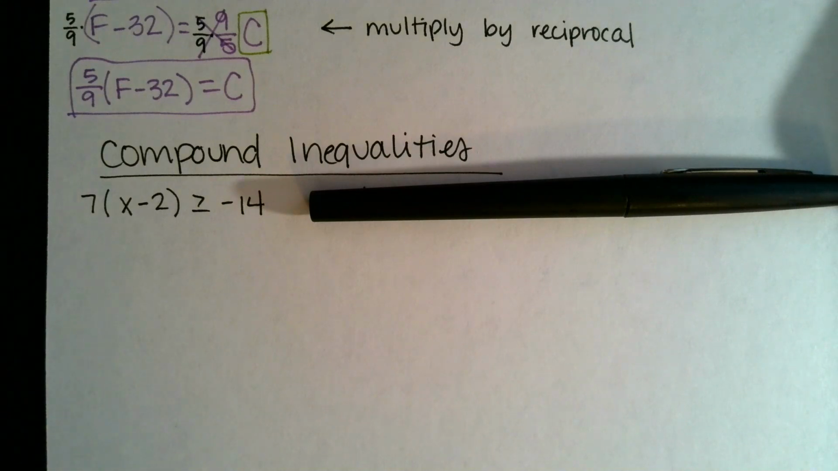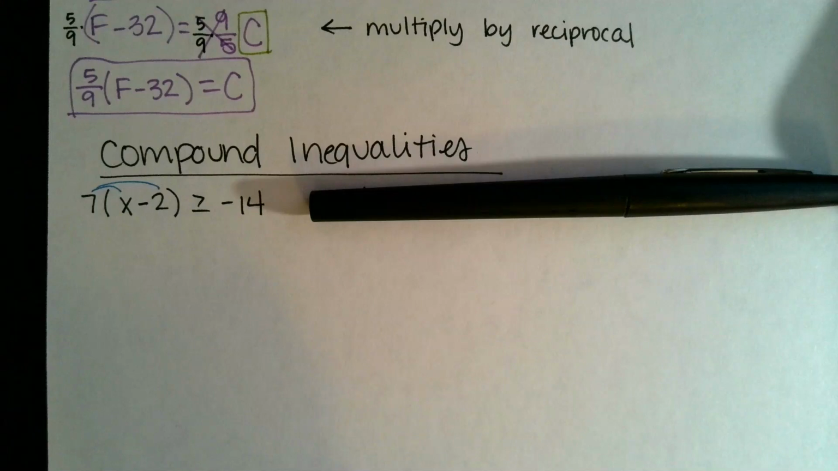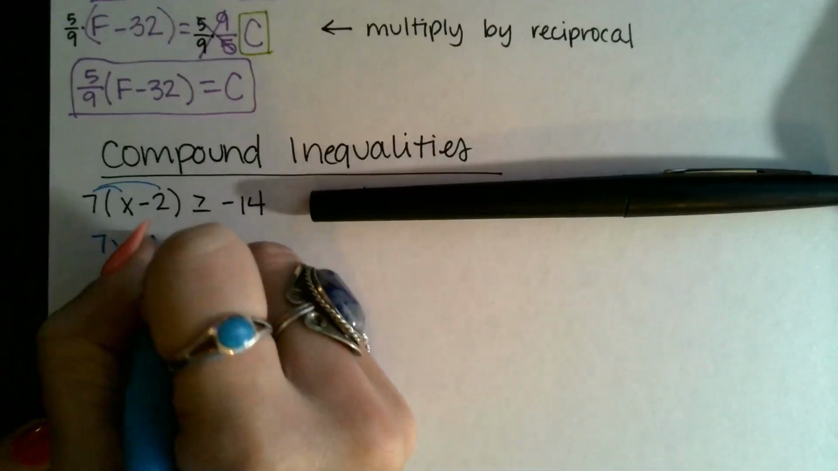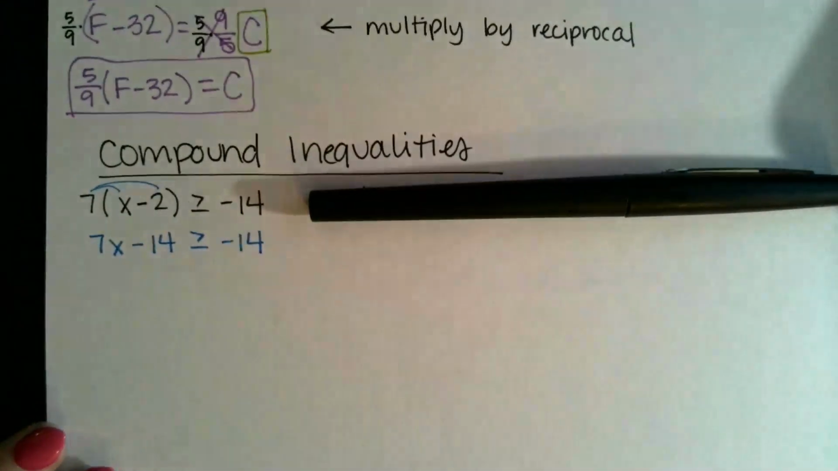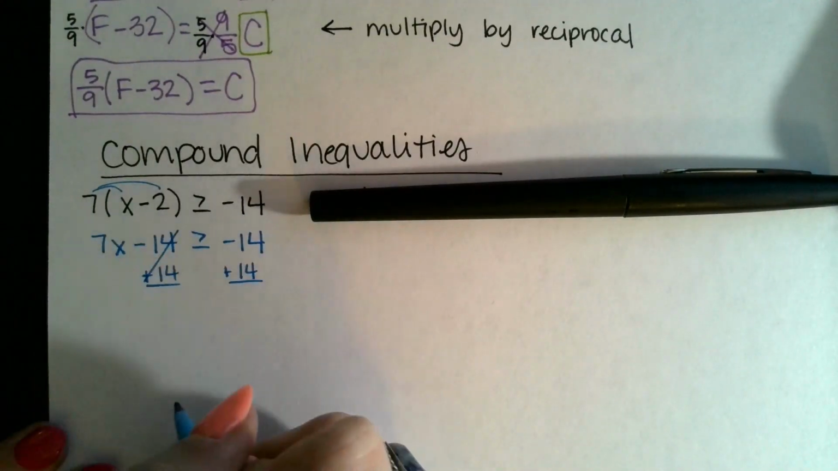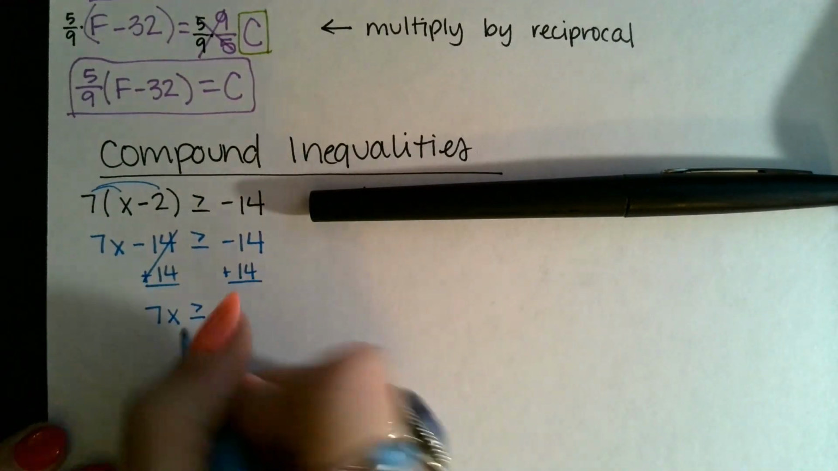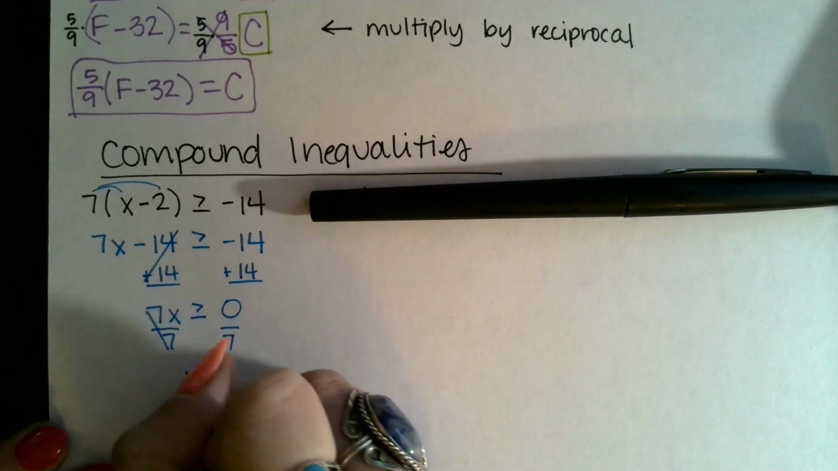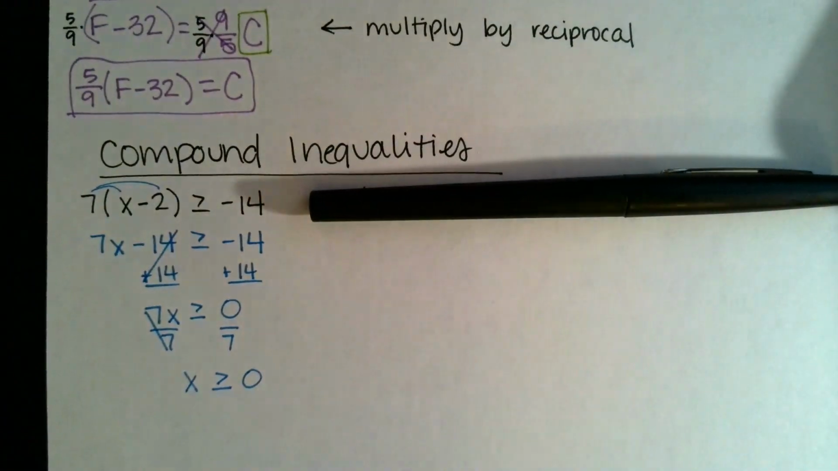Multiply 7, distribute, right? You could also divide both sides by 7. And then you would just have to add 2 to both sides. Same answer, 2 different ways to do it. Because everybody said distribute, I'll do it that way. So we get 7x minus 14 is greater than or equal to negative 14. Add 14 to both sides. You get 7x is greater than or equal to 0. Divide by 7. X is greater than or equal to 0. Pretty straightforward.